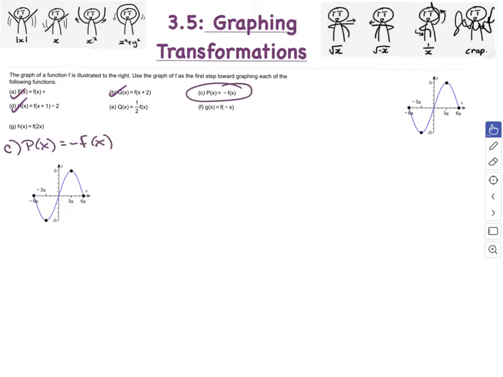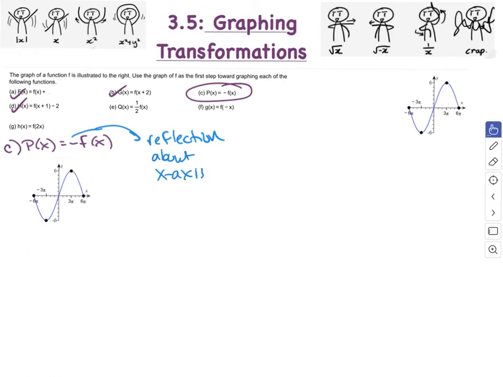So C gives us a brand new letter, capital P equals negative f of x. And if you remember from your reflection section, this was a reflection. It changed this negative, to be specific. It changes our y values. So if it's changing y's from positive to negative and negative to positive, that's a reflection around the x-axis. So this is a reflection about the x-axis.